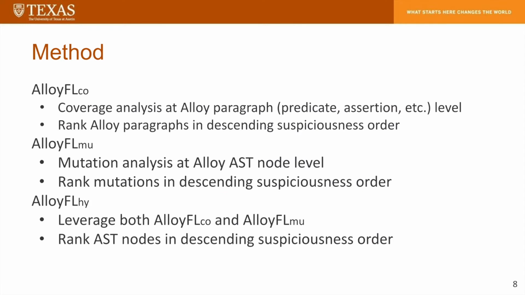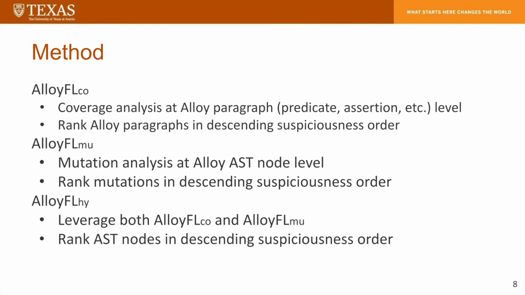Our technique is a hybrid technique built on top of two other techniques. The first technique is a spectrum-based fault localization technique that does the coverage analysis at the Alloy paragraph level. Because Alloy does not have control flow, all the AST nodes in an Alloy paragraph are either executed altogether or not executed at all. Alloy paragraphs that are executed more often by the failing tests and less often by the passing tests are more suspicious.